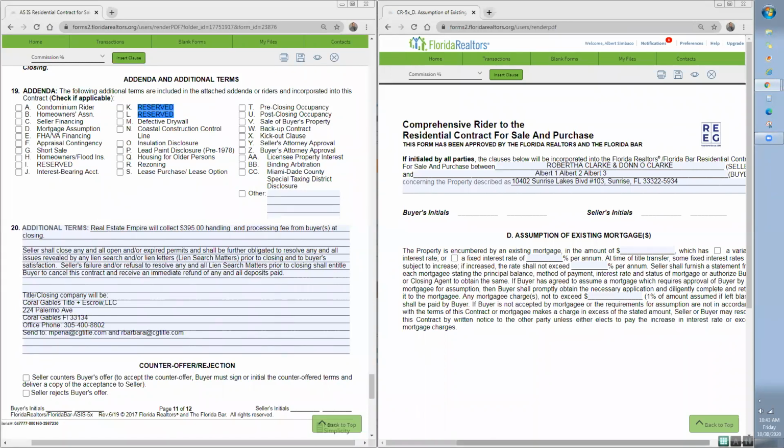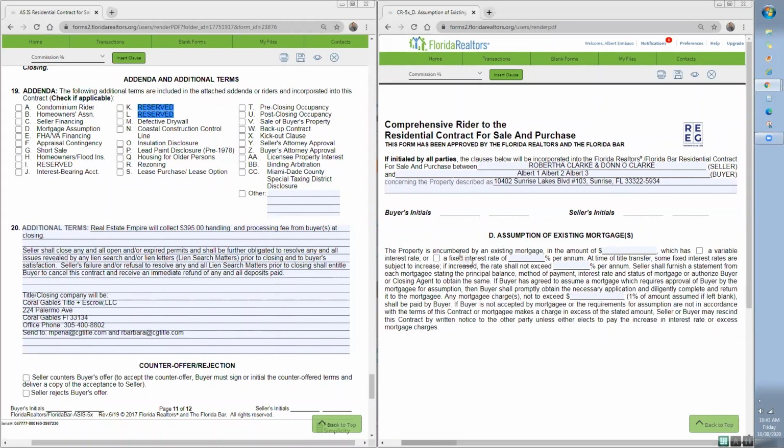What this is saying is that the property is encumbered by an existing mortgage, okay? And the mortgage is in the amount of, the seller will tell you what the amount is, right? And it has a variable or a fixed interest rate of X amount, let's say 3.75, right? At the time of title transfer, the fixed interest may be subject to increase, okay? If it's increased, the rate shall not exceed 0.5% annually, okay? This is what the bank needs to approve, okay?